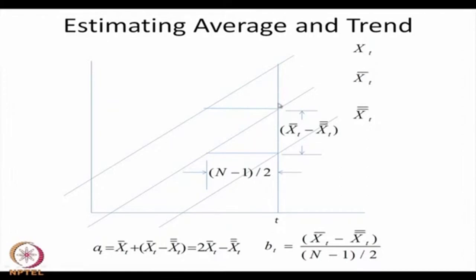Therefore, at this point, suppose that we are interested to make a forecast m time periods hence, then it will be a t plus m times b t. If it is to the next time period, then m is equal to 1, then the forecast for the next time period t plus 1 is a t calculated in this manner plus b t, which is this.